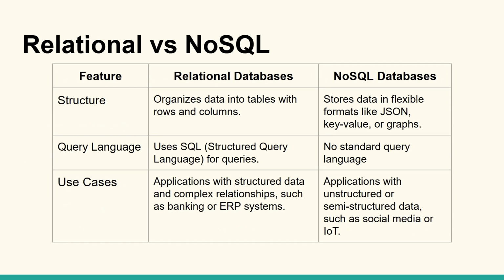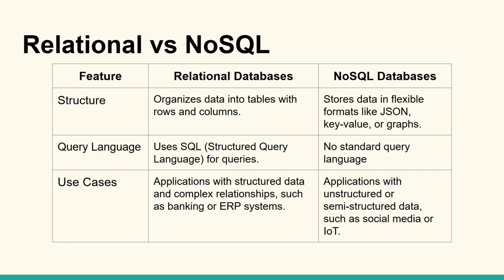Now let's discuss some of the key differences between relational and NoSQL databases. First is the structure. Relational databases organize data into tables with rows and columns. On the other hand, a NoSQL database stores data in flexible formats like JSON or graphs. If we talk about schema, then relational databases follow a fixed schema with predefined relationships, and a NoSQL database is schemaless or has a flexible schema allowing dynamic data storage.